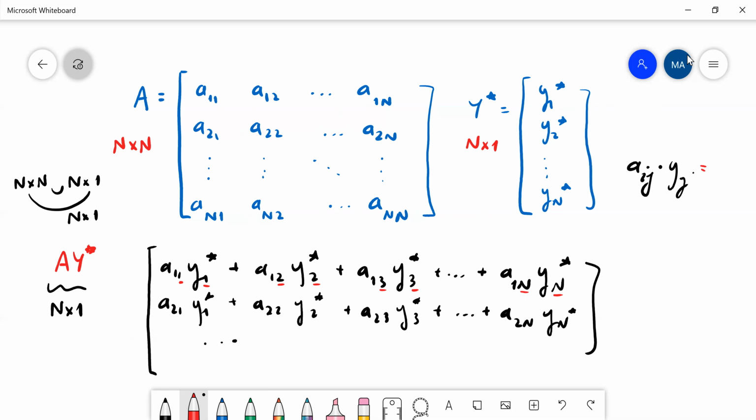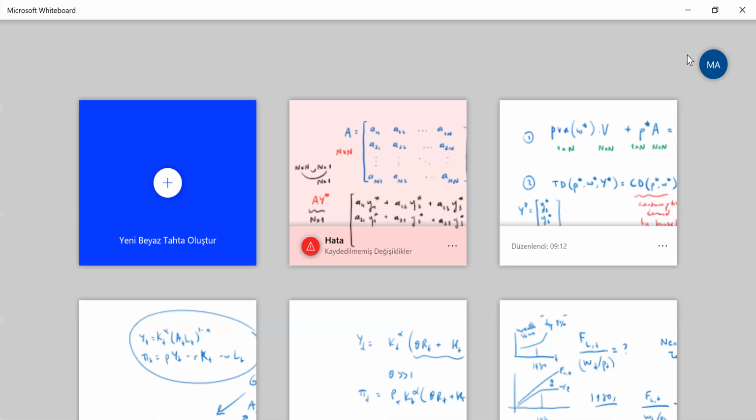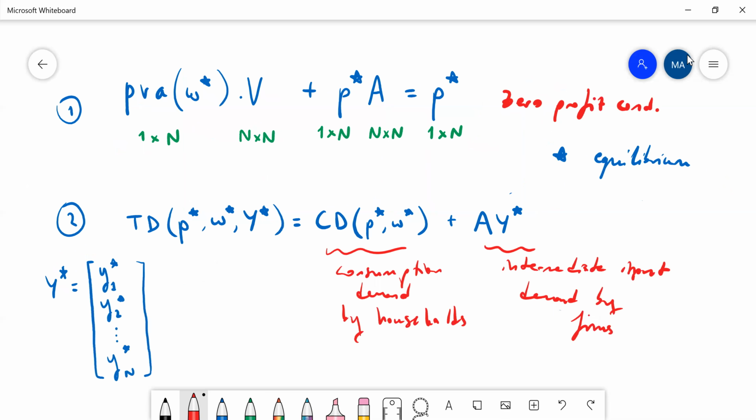So this is equal to Yij. All right? So in the first row, we have the intermediate input demand for the first good. In the second row, we have the intermediate input demand for the second good, and that goes on. All right? So if I go back to here, that part is that.